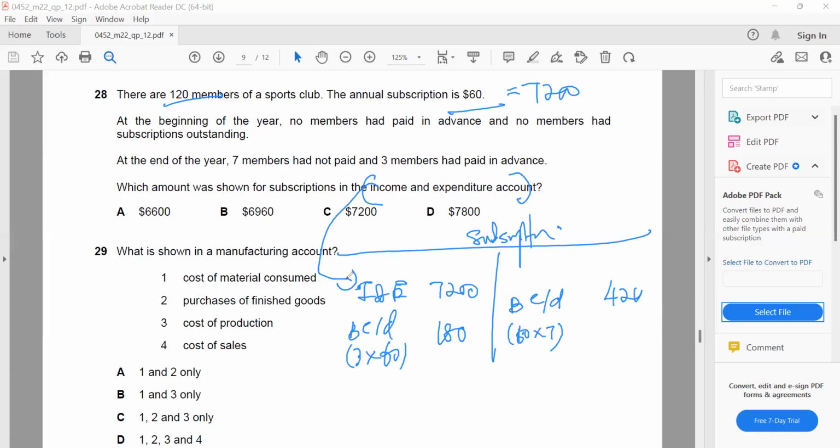This one, they ask for this one. Okay, they are not asking for the bank. I thought they were asking for the bank, but they are not. So the answer should be this one, 7,200. Okay, the next one. So be careful of the last sentence. Initially I thought they called for the bank.